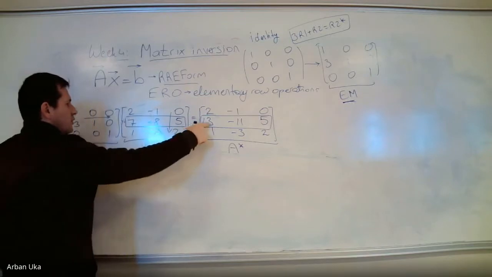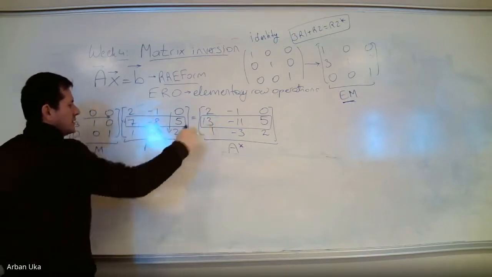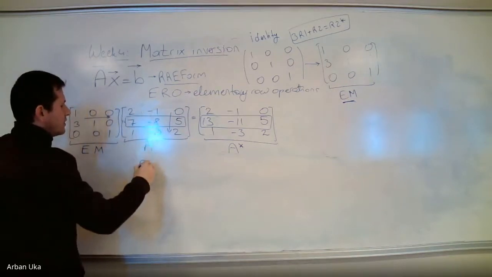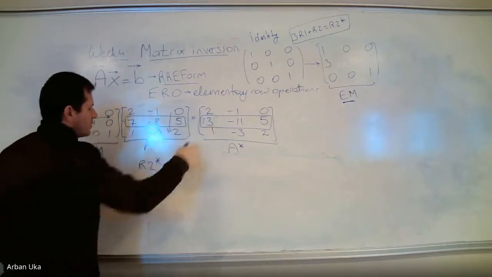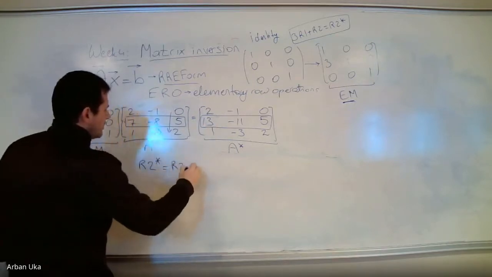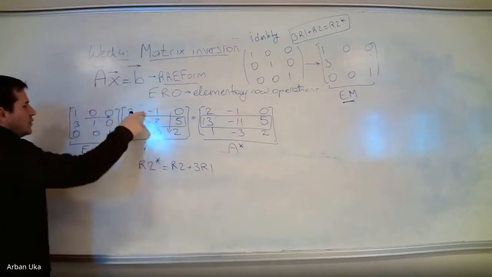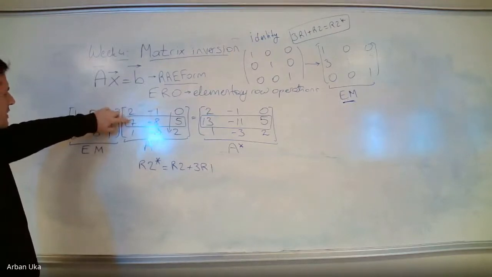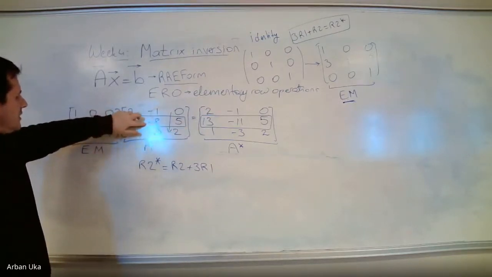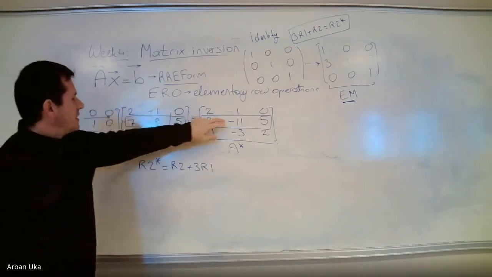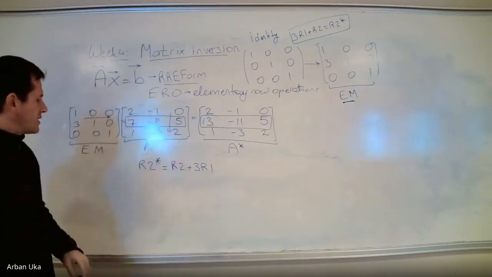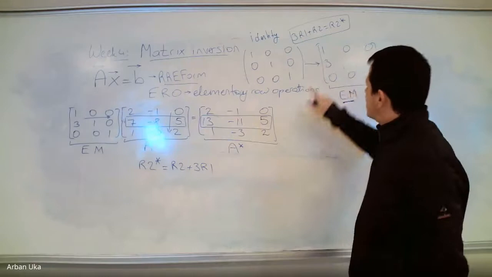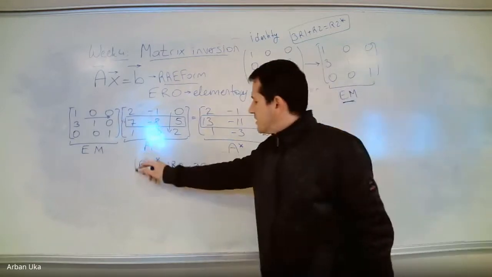Yeah, so this row 2 is in fact this row plus 3 times this. So we can say row 2 star, which belongs to this one, is equal to row 2 plus 3 row 1. And row 2 and row 1 belong to here. So let's check if this is true. We get here 7 plus 3 times 2, 7 plus 6 is 13. 8 minus 3, minus 11. 5 plus 3 times 0 is 5. Okay, that's good.